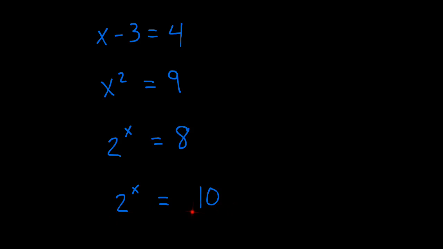But what about a case where it doesn't work out nicely? So here we have 2 to the x equals 10. Well, it's not 3 and it's not 4. 2 to the fourth gets us to 16. So it's somewhere between 3 and 4. But we need some operation to help us out with that. And this is where logarithms are going to come in. A logarithm is an operation that will help us undo this operation in an equation like this.